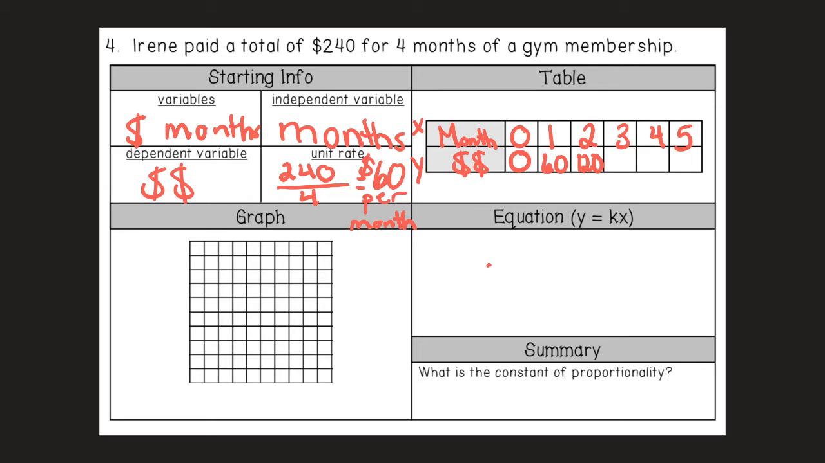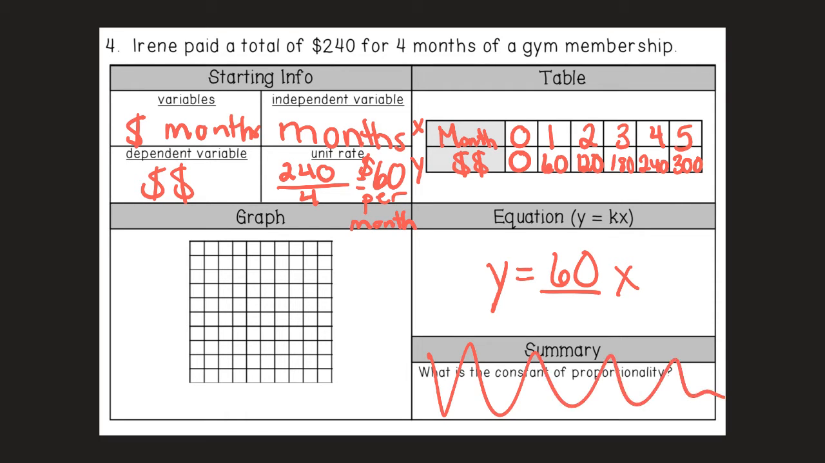Another way you could do this is write your equation. Y equals, then you're going to fill in this blank with your unit rate, which would be 60x. So this means I'm going to multiply my x's by 60 to get the money. So for this next one, we have 3 times 60, which would be 180. 4 times 60, which would be 240. And 5 times 60, which would be 300. You do not have to do the summary.